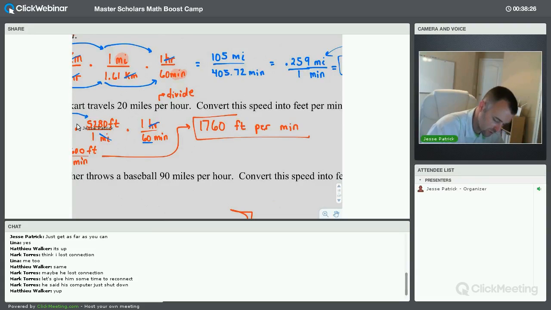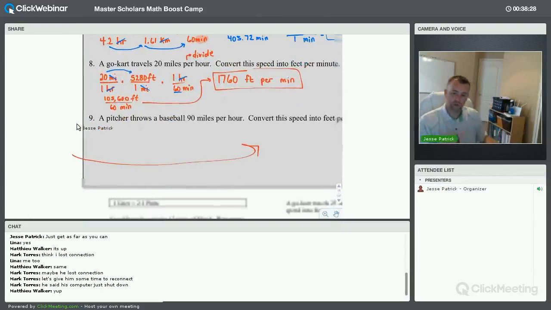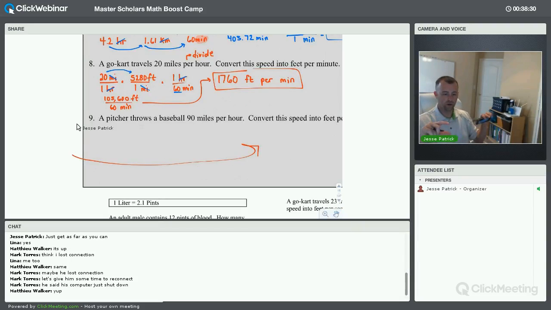Again, that's the simplified version. You could have written it as 1,760 feet for my numerator and 1 minute for your denominator if you wanted to. I'm just skipping that step now. So conversions, those are conversions.